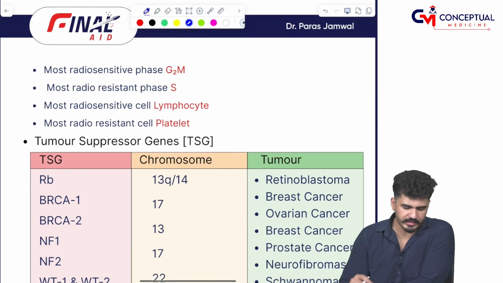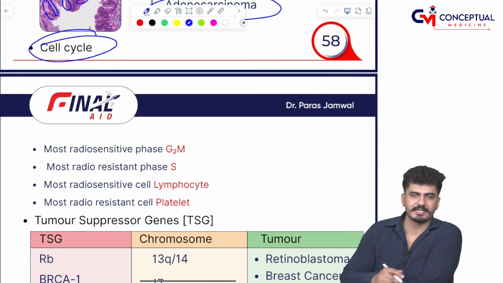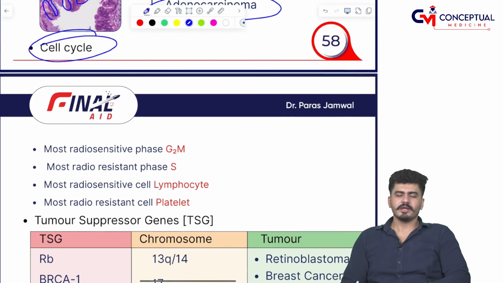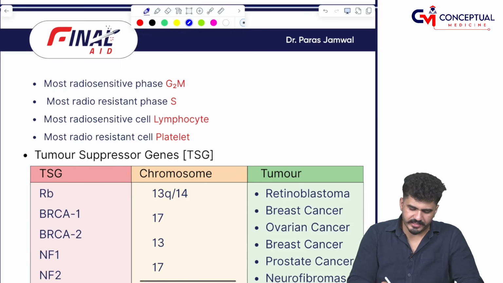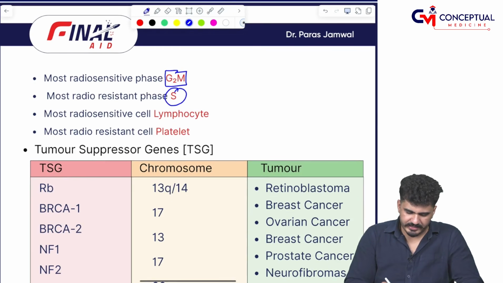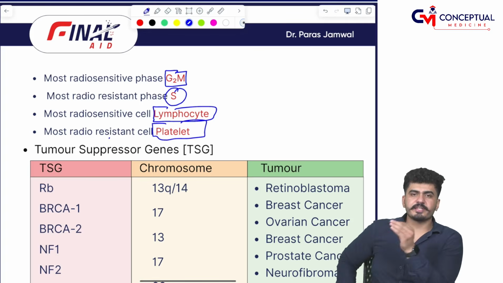Now coming to the most radiosensitive phase and radioresistant phase of the cell cycle. The next topic we are going to talk about, sir, is the cell cycle. The most radiosensitive phase is G2M. The most resistant phase is S phase. The radiosensitive cell is lymphocyte and the resistant cell is platelet. Resistant is what, sir? Platelet. Very good. So sensitive is G2M.